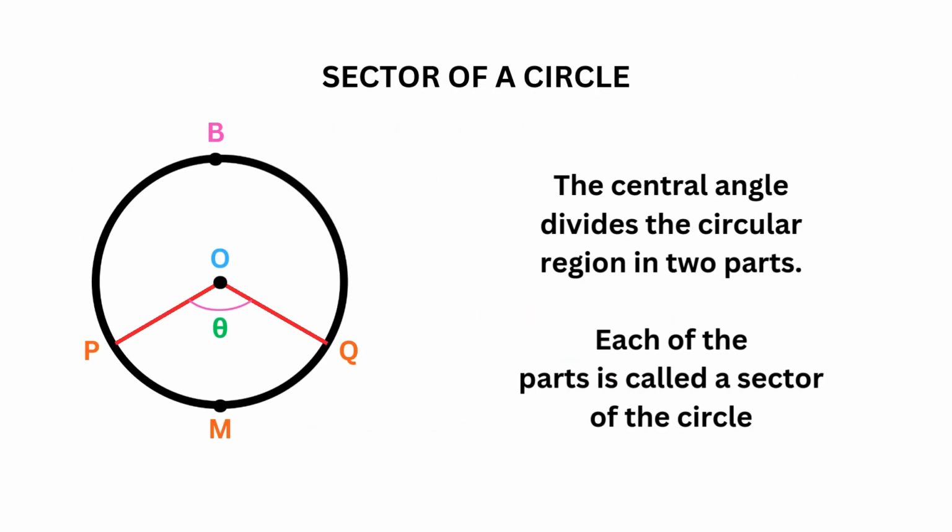Sector of a circle. Definition. The central angle divides the circular region into two parts. Each of the parts is called a sector of the circle. The image shows a circle with center O. The two radii, OP and OQ, form a central angle, theta.